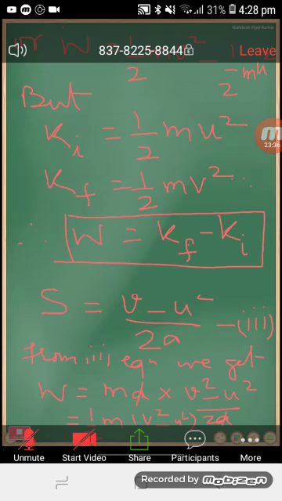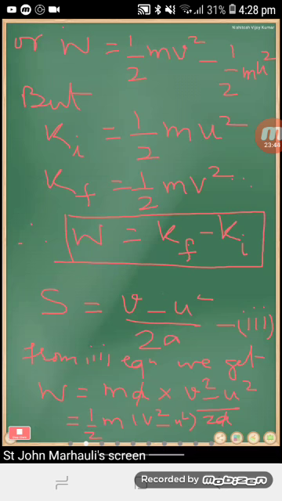So this was about the work energy theorem. Now, this finishes off the kinetic and potential energy. Now we will be moving to the next portion, that is the conversion of potential energy into kinetic energy.